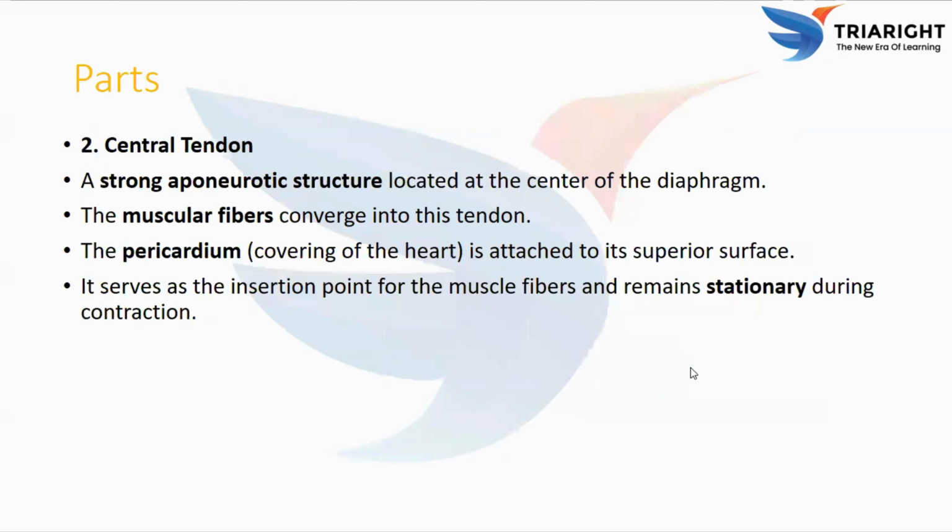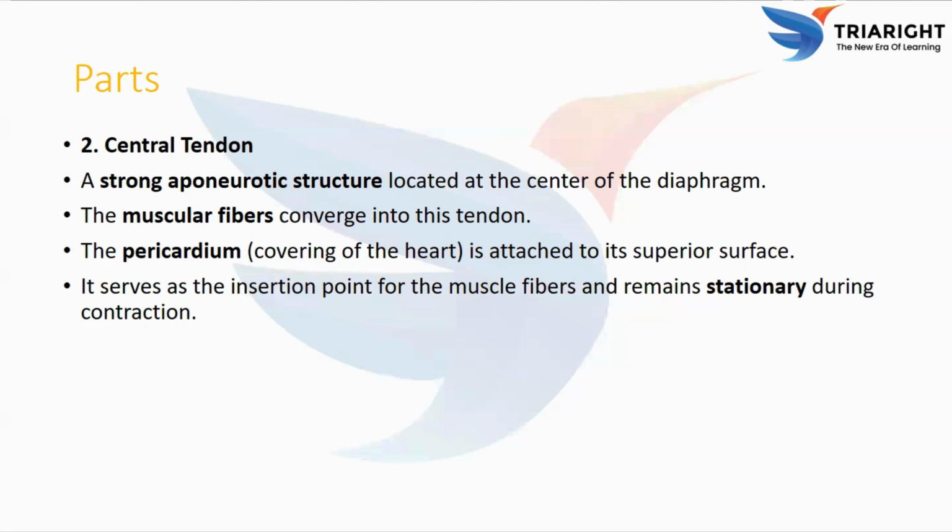The next part is the central tendon. What is the central tendon? It is a strong, flat structure located at the center of the diaphragm. Unlike the muscular part, the central tendon is a non-muscular part. You can think of it as the heart of the diaphragm, a central point where all the muscle fibers meet.